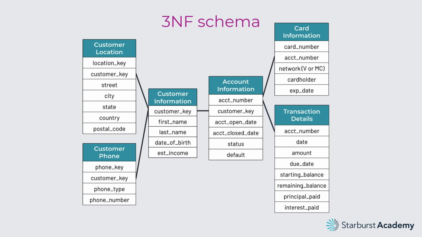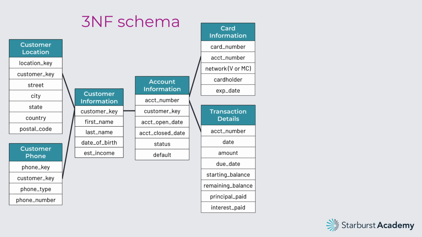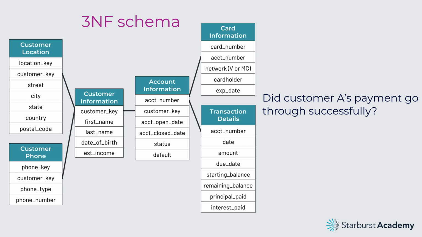Now that we have our transactional database schema, let's use this database to help us answer a few of the questions we asked earlier. One of our customer-level questions was, did customer A's payment go through successfully? A customer service representative might be in charge of answering this question, which they could do easily if they had the customer's account number, because they could use it to look up the payments made by that customer to find out the last payment that was made.